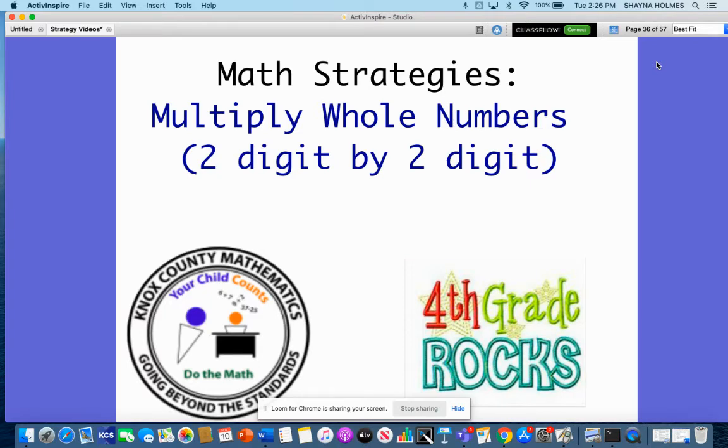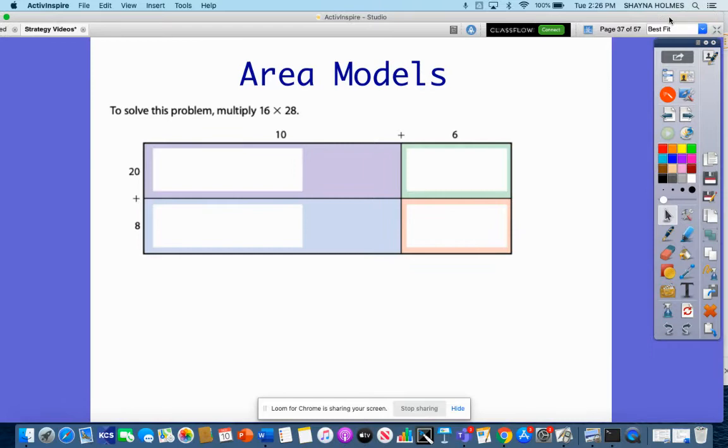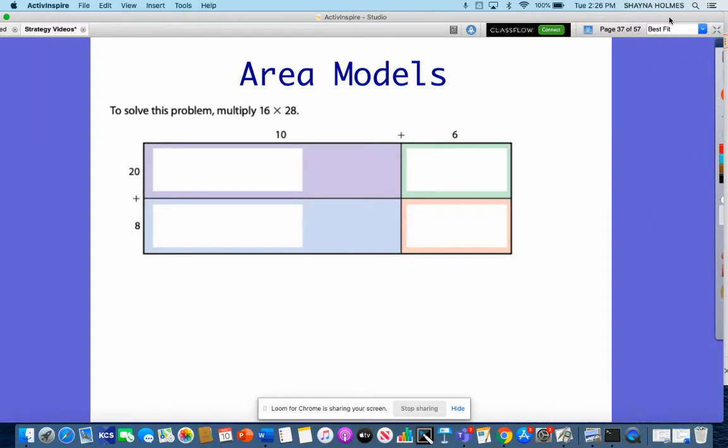Today's math strategy video is multiplying whole numbers, 2-digit by 2-digit. So this first strategy that we're going to look at in this video is the area model.